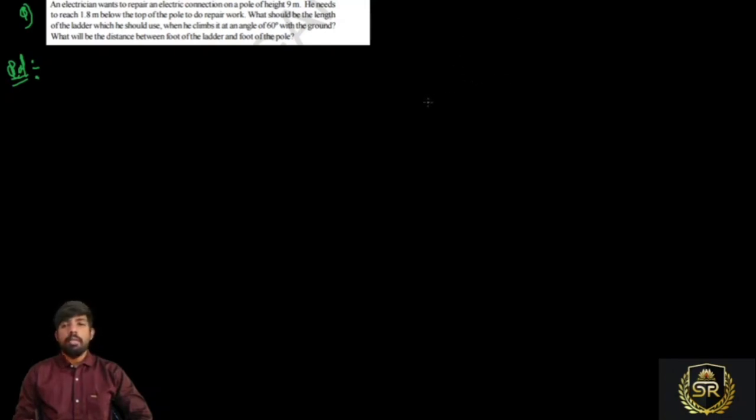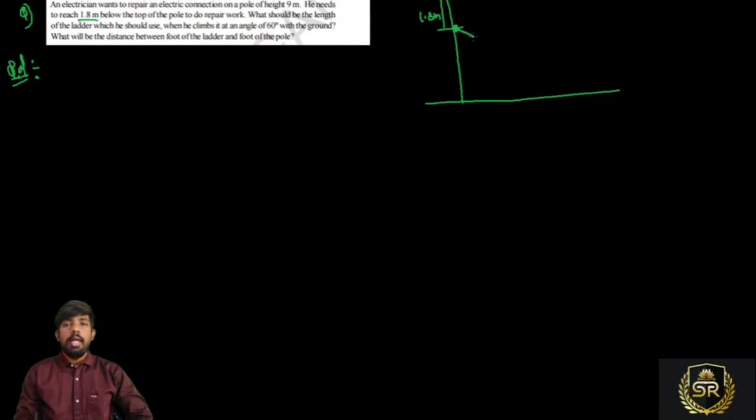Let's consider this is the electric cable, and this is a pole, an electric pole of height 9 meters. He needs to reach 1.8 meters below the top of the pole. This is the top of the pole, and 1.8 meters below it is the point he needs to reach.